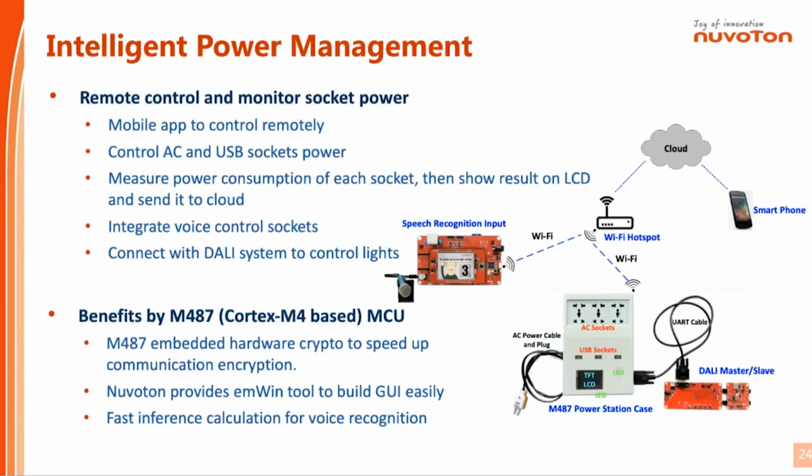The intelligent power management is built using the M487 microcontroller. It provides 3 power sockets and 3 USB power sockets. In addition to displaying the status and power consumption of the sockets on the LCD, it also transmits to the cloud. The screen shown on the LCD is designed with the emWin library. A mobile app can monitor the status remotely. Another M487 is built with keyword speech recognition, which can be used to control the power switch by voice.